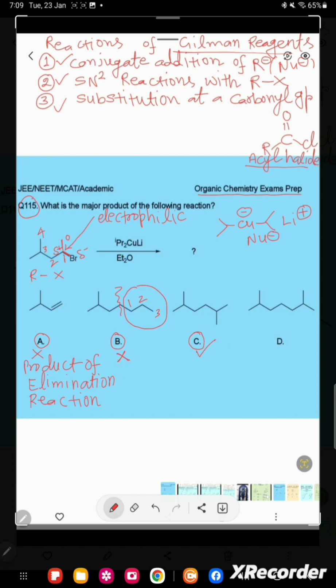And as we discussed, C is the correct answer because we are getting 5 carbons from the substrate and 3 carbons from the isopropyl group. So this is the correct answer. Now we will see why D is not the correct answer. So if you see here 1, 2, 3, 4, these 5 carbons come from the substrate, and in this we have 4 carbons. So this group came from the Gilman reagent, and in fact we have only 3 carbons, the isopropyl group. So this is not the correct answer.